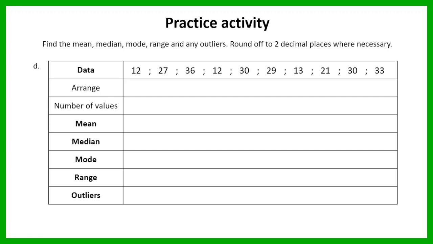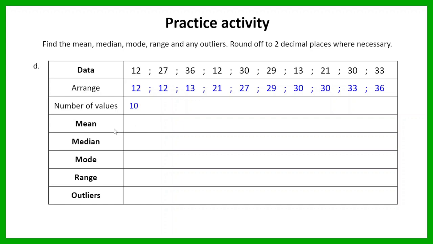Okay, so let's go through that question quickly. So first, you had to arrange these in ascending order. That should have given you 12, 12, 13, 21, 27, 29, 30, 30, 33, 36. The number of values, if you count them, 1, 2, 3, 4, 5, 6, 7, 8, 9, 10. So you have 10 values.